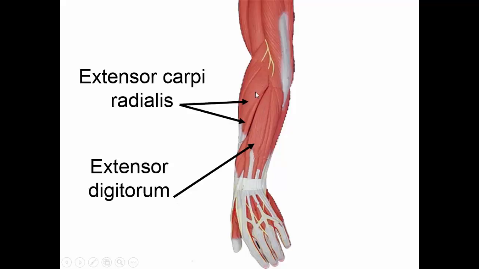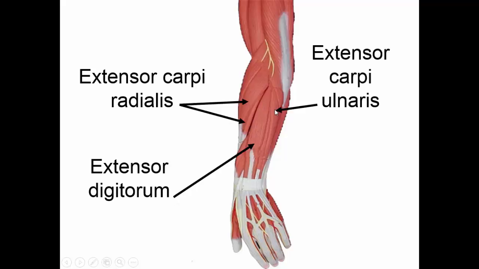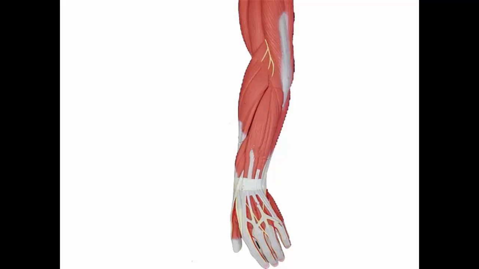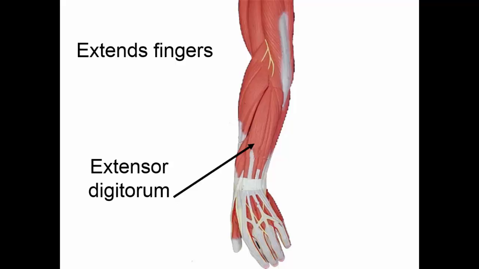If we move one muscle over to the radius side, we have the extensor carpi radialis. There are really two muscles here, a longus and a brevis, but just know both of them as the extensor carpi radialis. And if we move one muscle to the little finger side, we will be in the extensor carpi ulnaris.